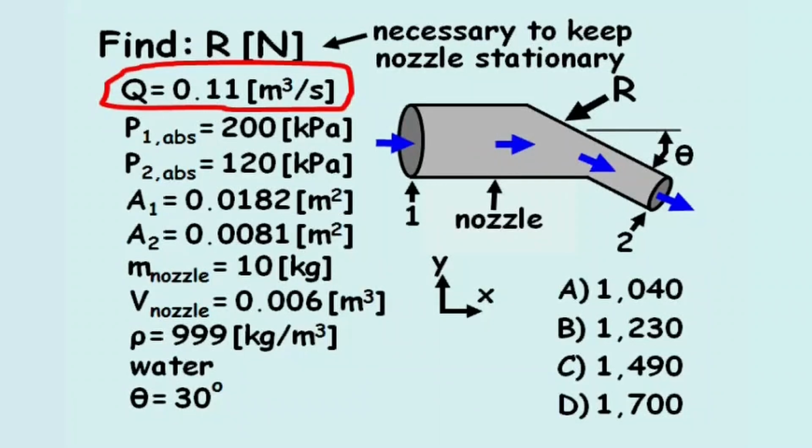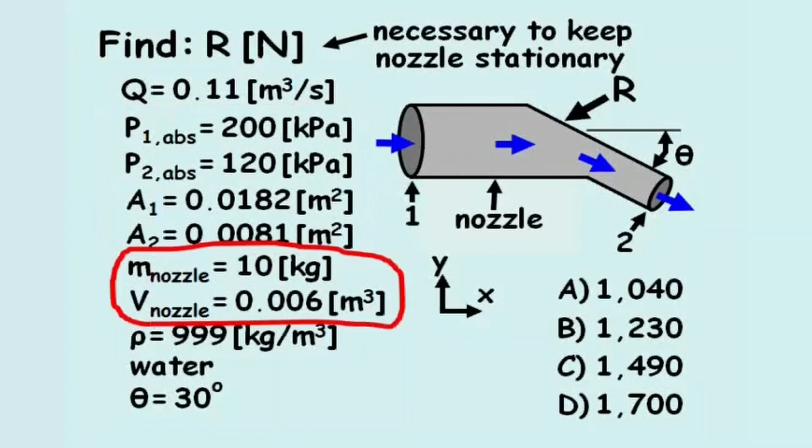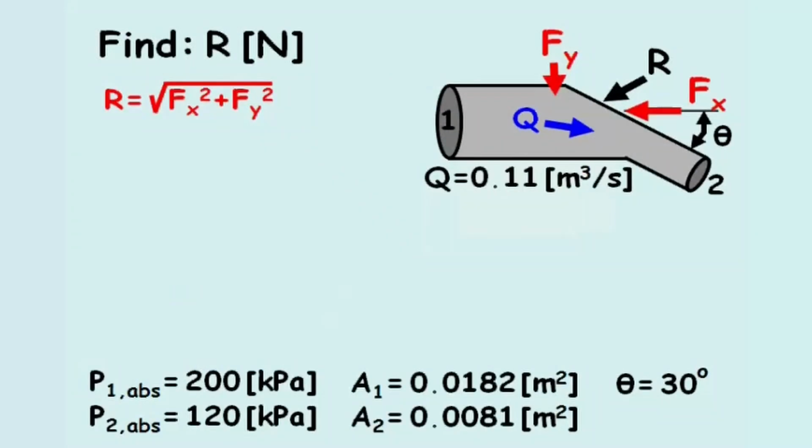The absolute pressure and flow area at both ends are provided, as well as the mass and interior volume of the nozzle. The reaction force, R, can be computed as the root sum squared of the reaction forces in the x and y directions, Fx and Fy. We'll begin by solving for Fx.